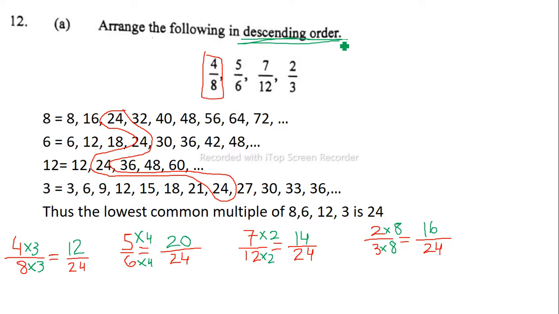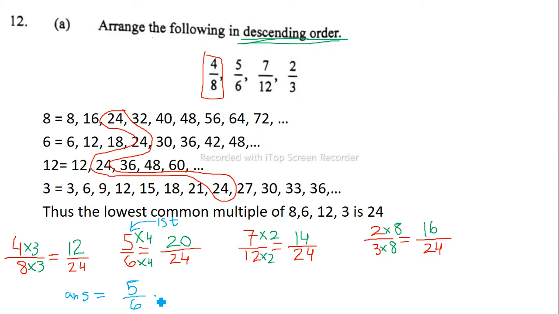So which one is the highest? 20 over 24. Yes, 20 over 24. So this one is the highest, this one is the first one. We can't write 20 over 24, so we must first write 5 over 6. So it's going to be 5 over 6.